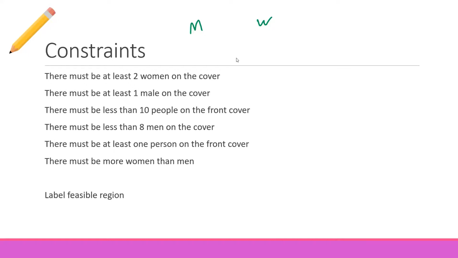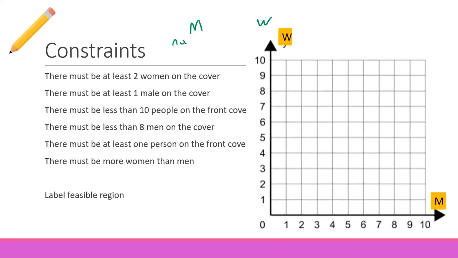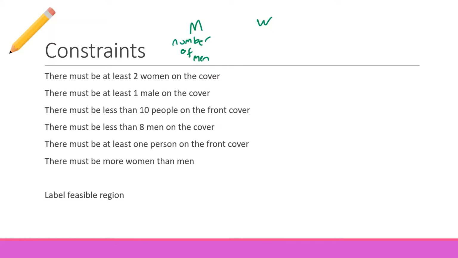M and W, people. How could I write "there must be at least 2 women" using M and W as our variables? M meaning the number of men. W is more than or equal to 2. Good, that's exactly how I would do it. So number of women, therefore, W must be greater than or equal to 2.